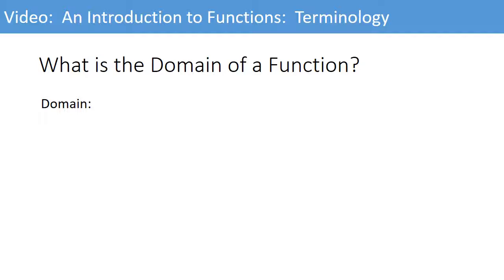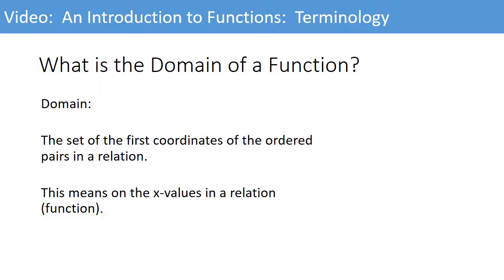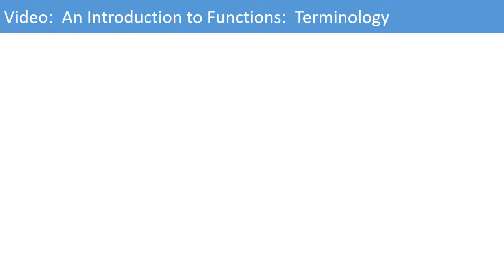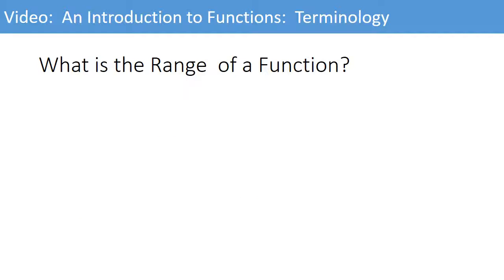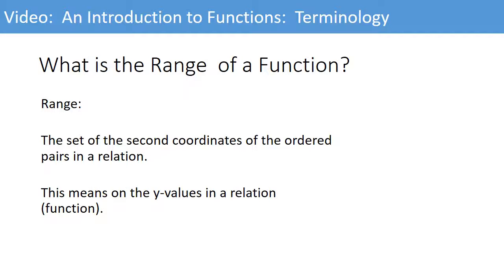What is the domain of a function? The definition of a domain is the set of the first coordinates of the ordered pairs in a relation. What this means is that we take all the x values and join them together in a set, and that is called the domain of the function. What is the range of a function? The range is the set of the second coordinates of the ordered pairs in a relation. This means the y values in the function or relation.